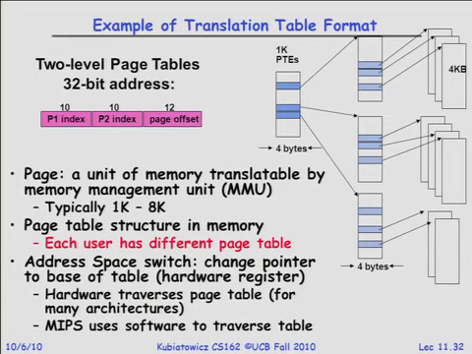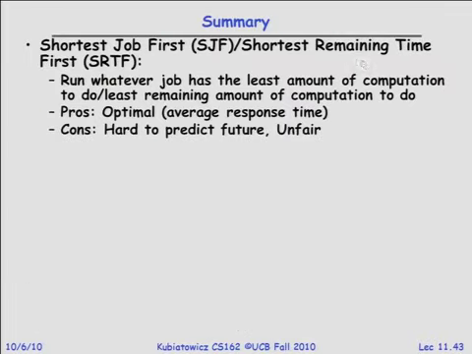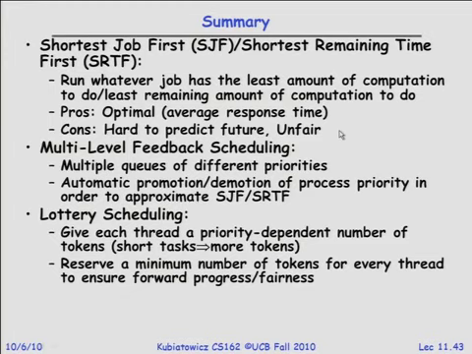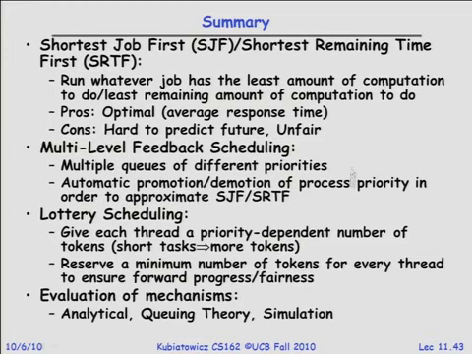So let's finish up. In conclusion, we talked about, finished up scheduling. We talked about shortest job first and shortest remaining time first, which is a nice ideal that we might shoot after. This is basically run whatever job has the least amount of computation to do. And it's kind of optimal from an average response time standpoint. And we showed you how to approximate that with multi-level feedback, which is pretty common. And we talked about lottery scheduling. So I would say both multi-level feedback and lottery scheduling are ways of approximating shortest remaining time first. And we talked a little bit about how you'd evaluate actual mechanisms.